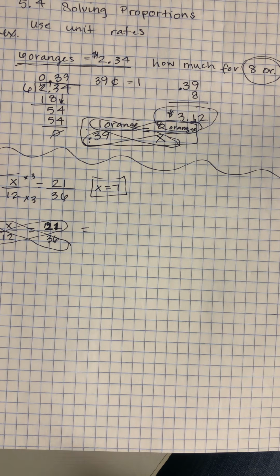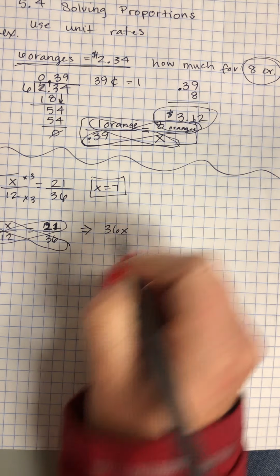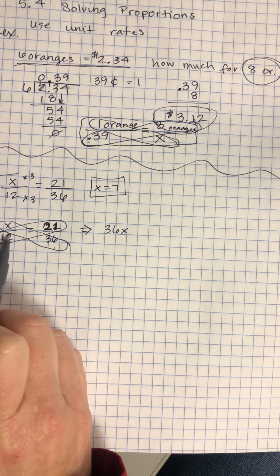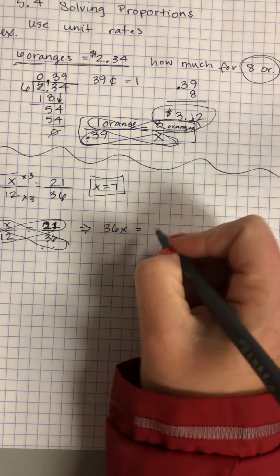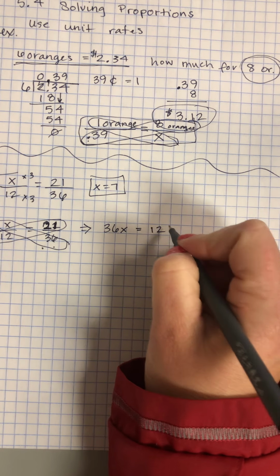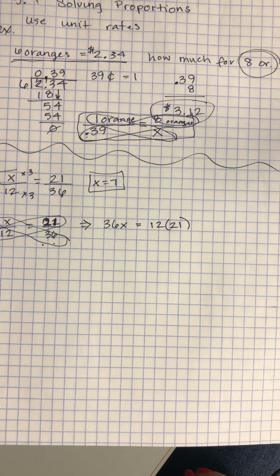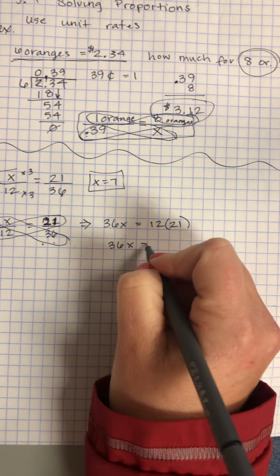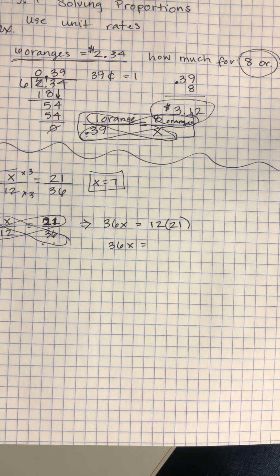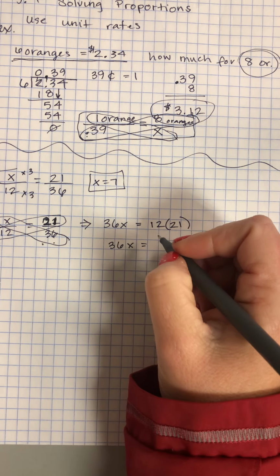So when I multiply this, it turns into 36x, right? 36 times x, those two go together, is equal to, and then on the other side, I have 12 times 21. Okay? 252? Does anybody agree? Yes, no? Not there yet?